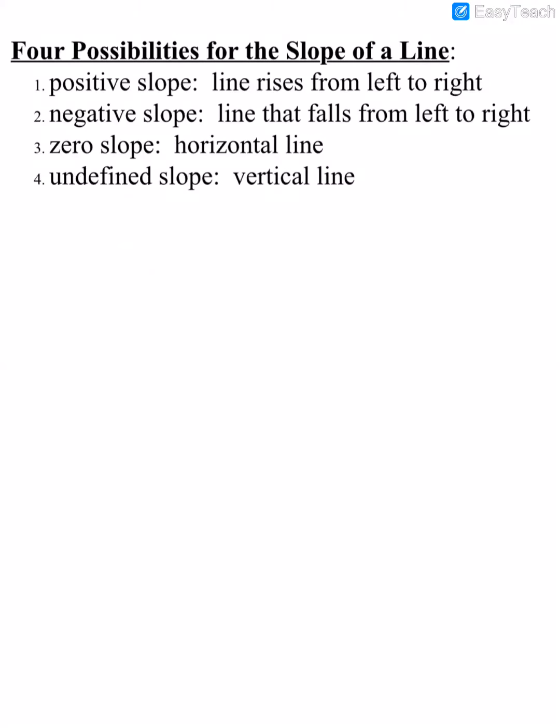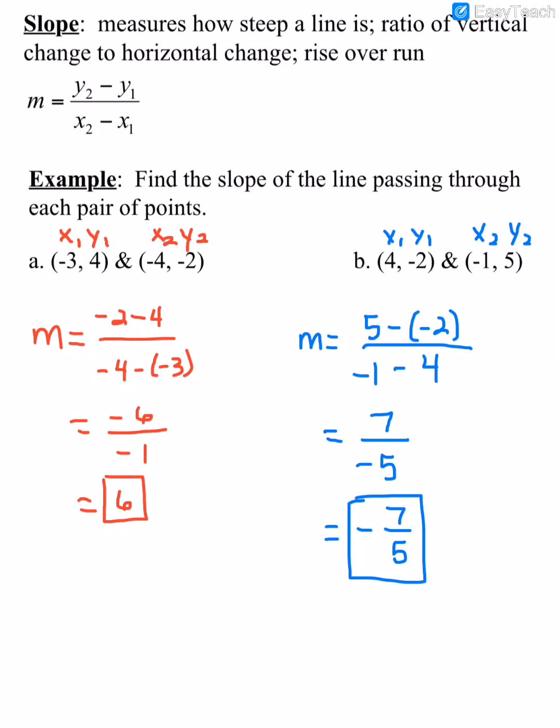So if we look back at the 2 slopes that we just found, the first slope was 6. So that means it's a positive 6. So that tells us that it would be a line that rises from left to right. Our negative 7 over 5, since it's negative, then we know that the slope of our line would be falling from left to right.